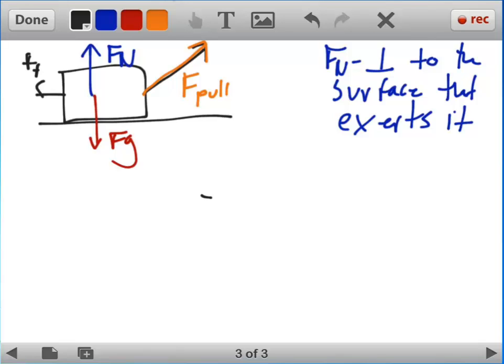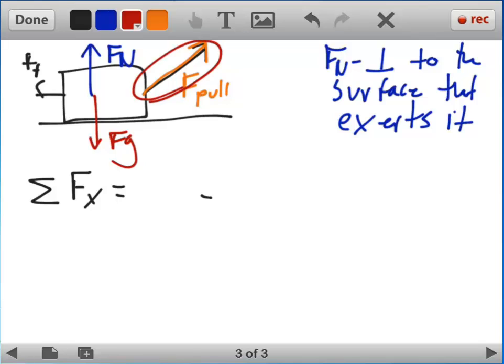Okay, what can I say about this? Well, if we go in the X direction, the net force in X is equal to, well, if I look at this pull force right here, it's got multiple components. It's pulling up and right. It's pulling this way, and it's pulling this way. I'm going to redraw that triangle down here. You've got the pull force, but it's not pulling in X or Y, it's pulling in X and Y. Some of it is forward, but some of it is also up.